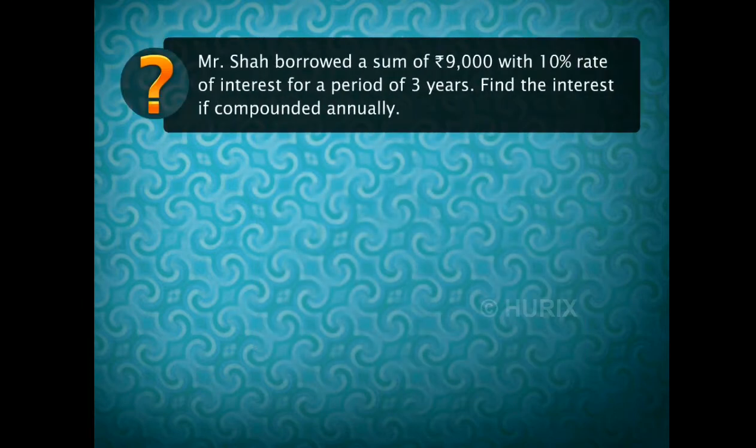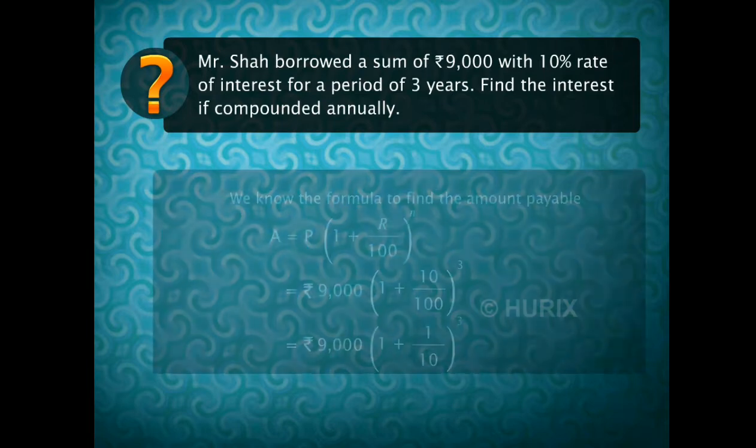Mr. Shah borrowed a sum of 9,000 rupees with 10% rate of interest for a period of 3 years. Find the interest if compounded annually.